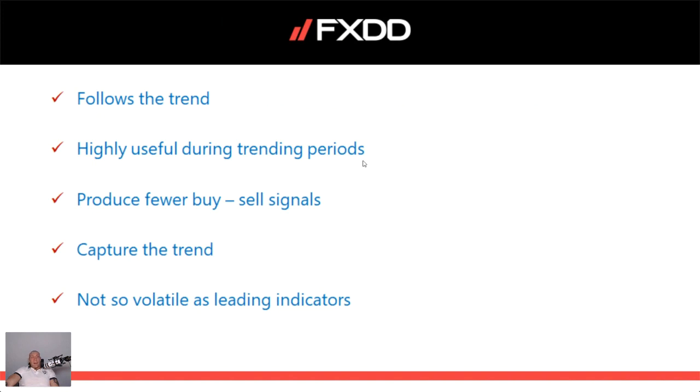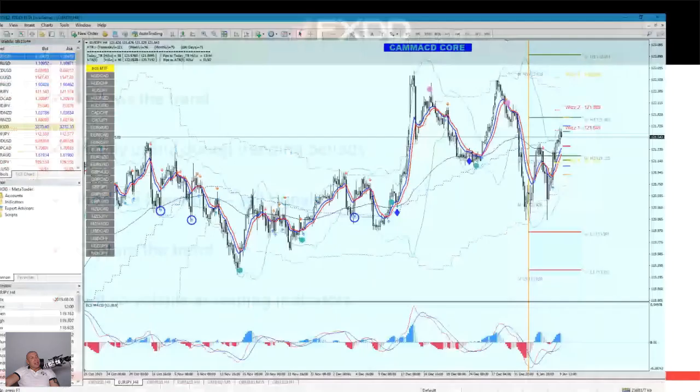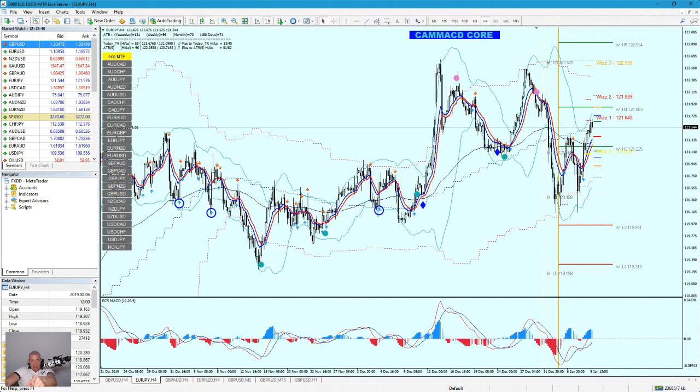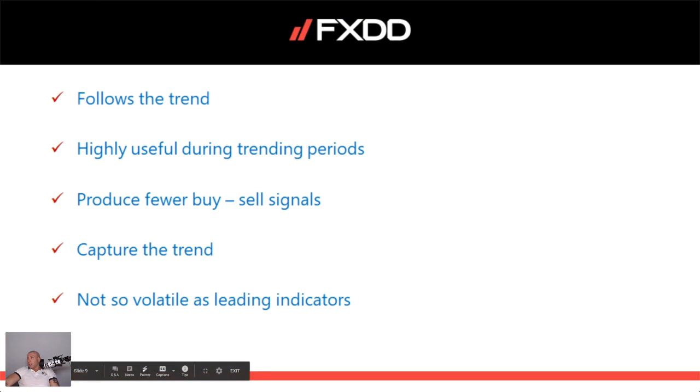Now, lagging indicators. Now I'm talking about lagging indicators such as MACD. They follow the trend. They're highly useful during trending periods. They produce fewer buy-sell signals, but you compensate with other indicators to give you buy-sell signals, those leading indicators. They capture the trend, and they're not as volatile as leading indicators. We will see examples here on my Camarilla MACD core template.